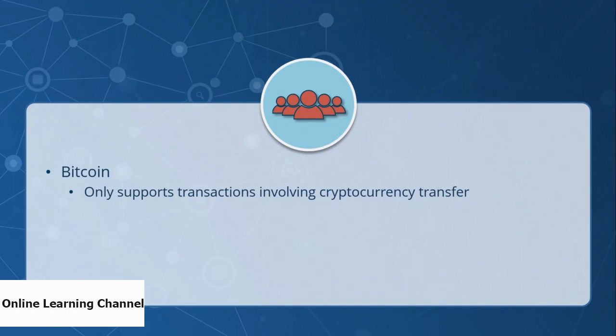This lack of flexibility in the Bitcoin network is due to the fact that it does not support smart contracts. It is smart contracts which allow users to specify their own transactions which need to be recorded on the blockchain. And the lack of this feature means that the Bitcoin network is rather limited in its scope.